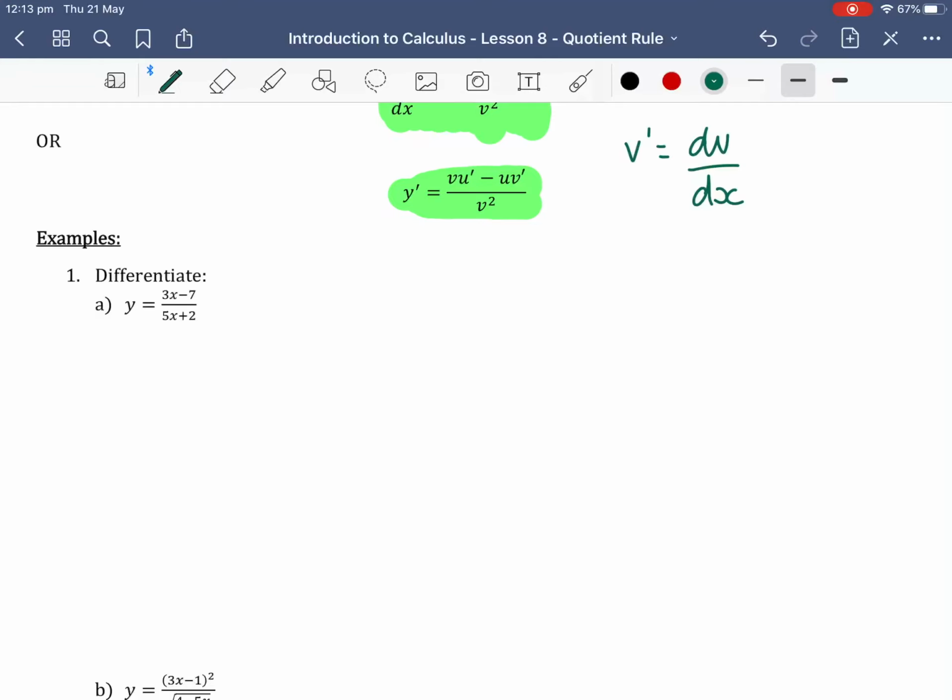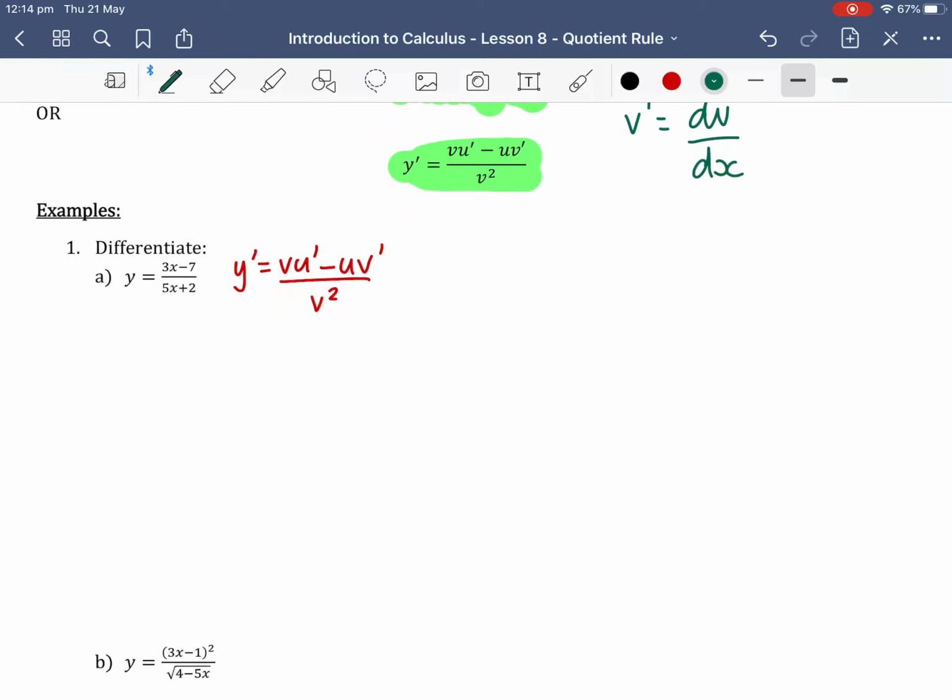So let's have a look at some examples. We want to differentiate y equals 3x minus 7 all over 5x plus 2. Now I'm going to do it the shorthand way of y dash equals vu dash minus uv dash all over v squared. An easy way to remember this is that your numerator starts with a v and ends with a v, and it's all over v squared. So it's the same as the bottom times the derivative of the top of our fraction minus the top of our fraction times the derivative of the bottom of our fraction all over the bottom squared.